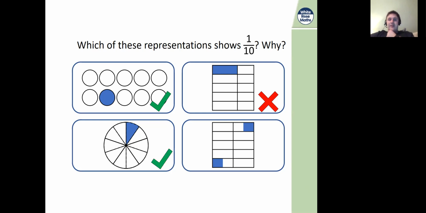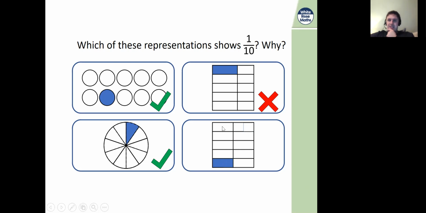And the fourth and final one, you can see here that it's split into 10 parts, but we've got 2 sort of half parts shaded in. So is that showing a 10th? Well, hang on. What if I took this part and moved it down here?